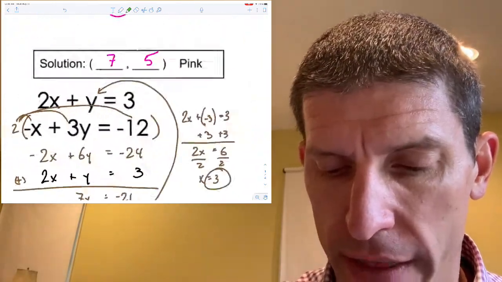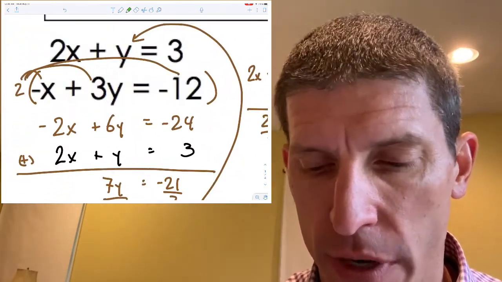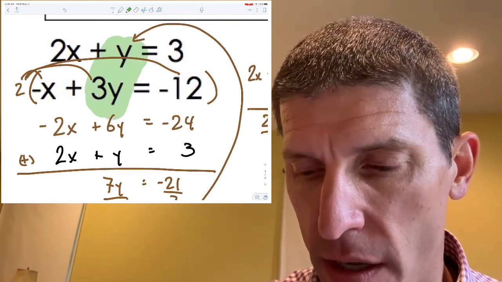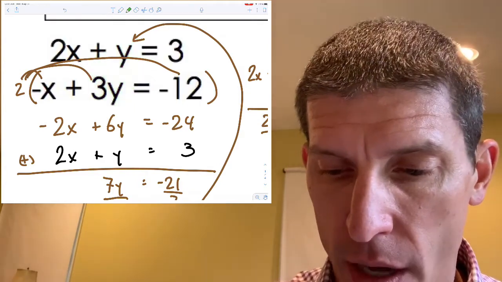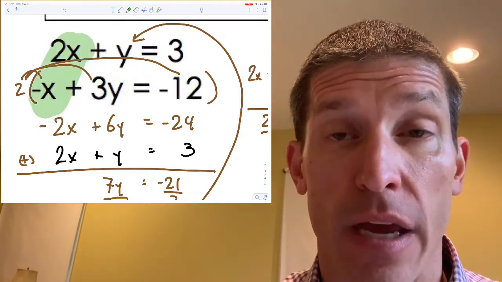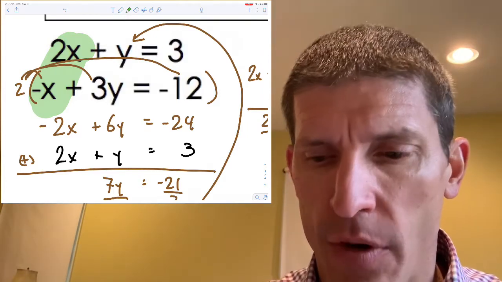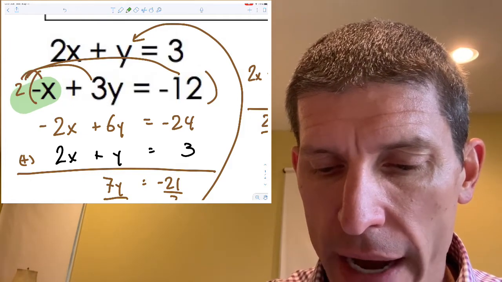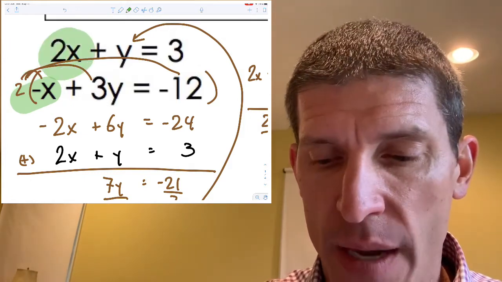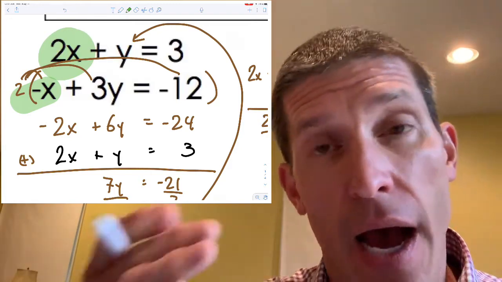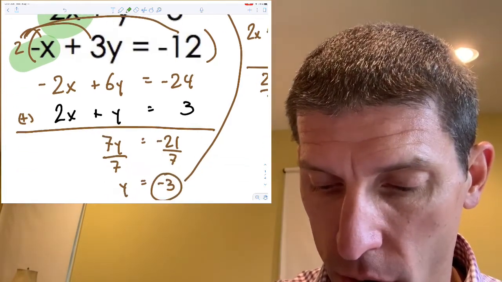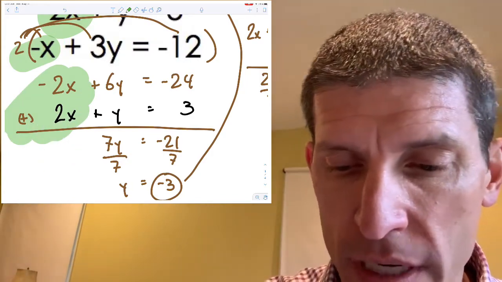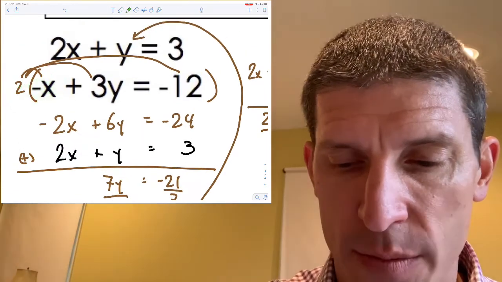Now, they don't always work like that, however. In question number 3, the brown one, you find yourself with no columns that were the same. The y's, I had a 1y and a 3y, that didn't help me. And I had a 2x and a negative x, and that didn't really help me either because they weren't the same. But I was able to make a minor modification by multiplying the second equation by negative 2. I ended up getting negative 2x on the bottom and positive 2x on the top. And yay, I could add those then, and when I added them up, they went away.